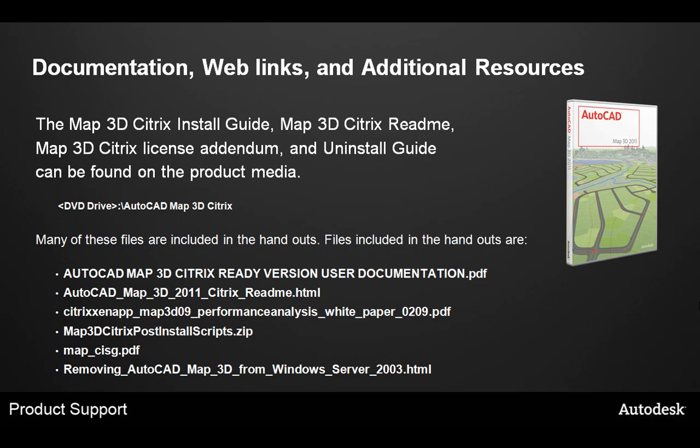Documentation that's available on the media or from the electronic download includes the Map 3D Citrix install guide, the README, the license addendum, and the Map 3D 2011 uninstall guide. Many of these files, including the performance analysis, are also available as handouts for the presentation.